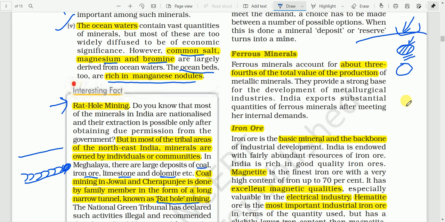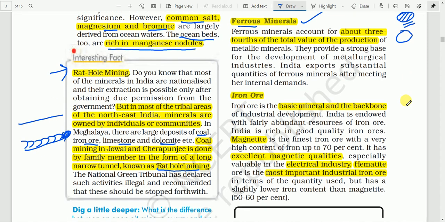And now let us read about the distribution of ferrous minerals. Ferrous, the minerals containing iron. Ferrous minerals account for about 3/4 of the total value of production of metallic minerals in India. These ferrous minerals provide a strong base for the development of metallurgical industries. And India exports substantial quantities of ferrous minerals after meeting her internal demands.